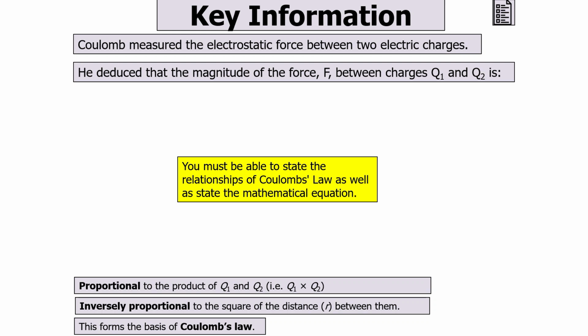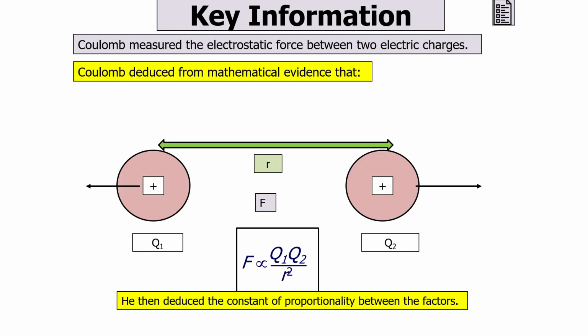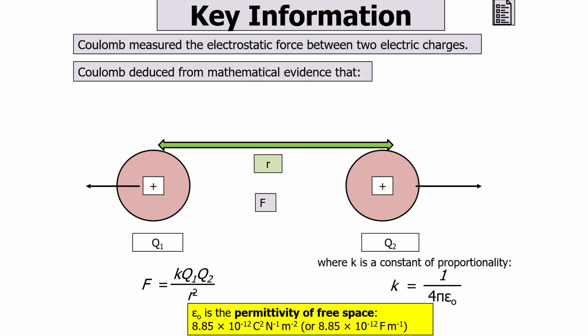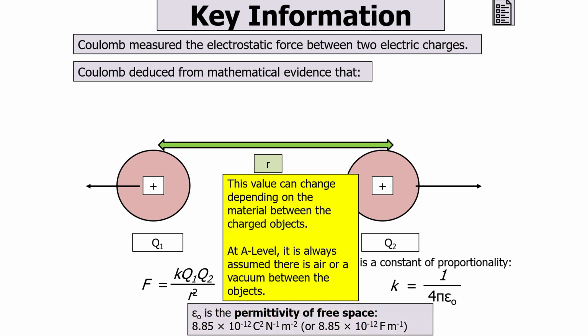You must be able to state the relationships of Coulomb's law as well as state the mathematical equation. As we know, F is proportional to Q1 Q2 over r squared. Coulomb then deduced the constant of proportionality between the factors. We can therefore say that our constant of proportionality is k, where k is equal to 1 over 4 pi epsilon 0, where epsilon 0 is the permittivity of free space, which is 8.85 times 10 to the minus 12 farads per meter.